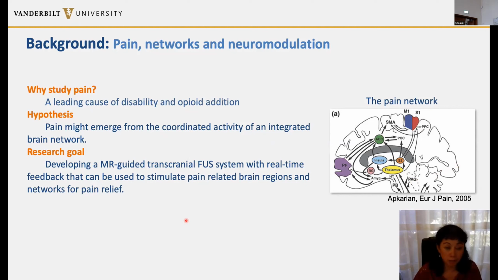The ultimate goal of our project is to develop an MRI-guided transcranial focused ultrasound system with real-time feedback that can be used to stimulate pain-related brain regions and networks for pain relief.